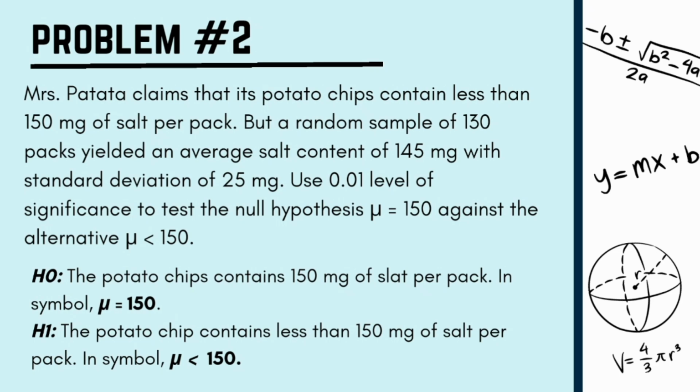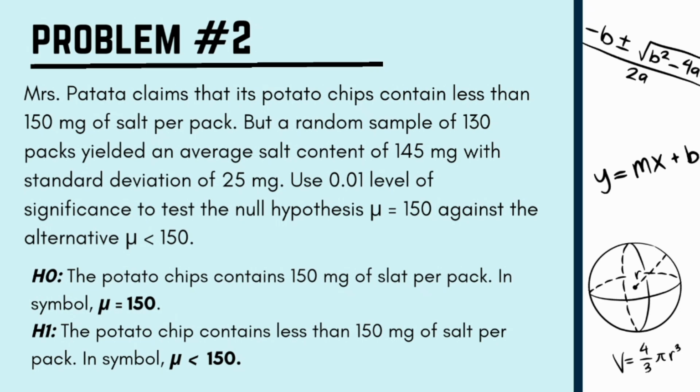So here we use 0.01 level of significance to test the null hypothesis against the alternative. Null hypothesis: the potato chips contain 150 milligrams of salt per pack. In symbol, means is equal to 150. For alternative hypothesis: the potato chips contain less than 150 milligrams of salt per pack. In symbol, means is less than 150.